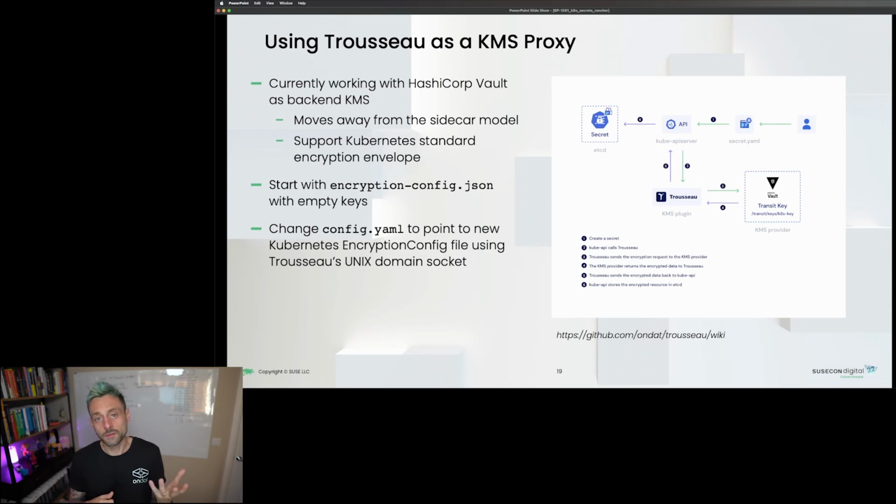So how do you configure it with RKE2? It's quite simple. The initialization file, the encryption-config.json, should be left empty, and then you change the config.yaml file to point to the new encryption config file that defines how to use Trousseau as the Unix domain socket. And that's enough theory for today. Let's jump into a quick demo.